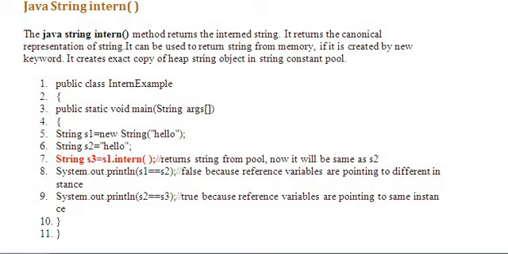The next method is intern. The method returns a canonical representation for the string object. A pool is managed by the String class. When the intern method is executed, it checks whether a string equal to this string object is in the pool or not. If it is available, then the string from the pool is returned. Otherwise, the string object is added to the pool and a reference to this string object is returned.